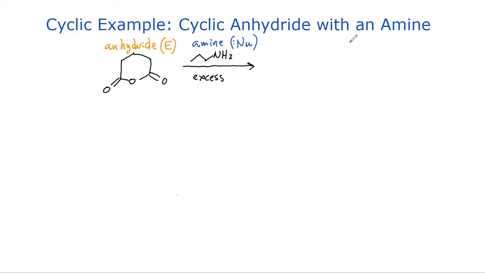We react a carboxylic acid derivative with an amine. We're going to make an amide, and we're going to make the amide at one of our carbonyl carbons. We could just pick this one arbitrarily. And the other side will serve as a leaving group.